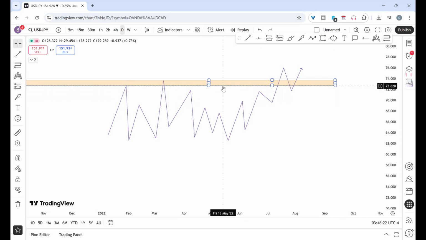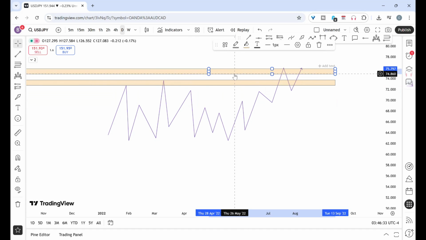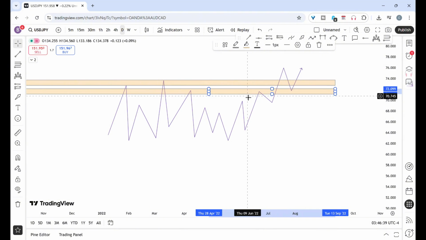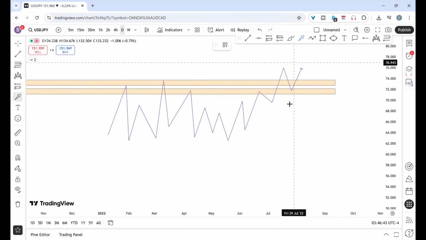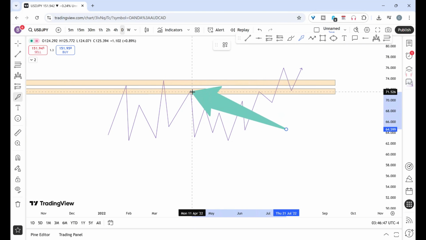Okay, so now once we have 2 points in this level, it is valid. More than 2 points are valid. So we are going to draw another one. Right here, this one is a valid level. Why is it valid? Because we have 2 points in the level. We have 1 and we have 2.